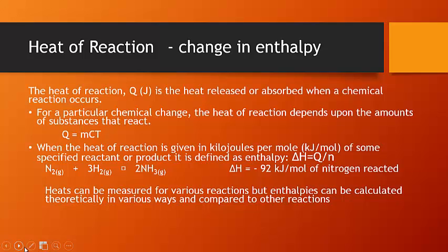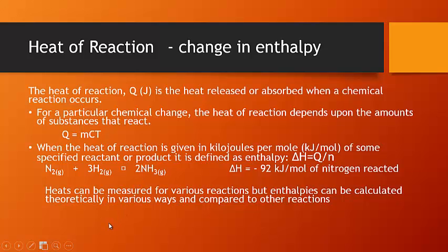For example, we've got the specified reactants nitrogen and hydrogen, which are combined to form ammonia. And the energy for the system is 92 kilojoules. The energy per mole of nitrogen reacted is 92 kilojoules per mole, or minus 92. And that energy is called the heat of reaction. But when it's in kilojoules per mole, we call it enthalpy. So enthalpy really is basically this heat of reaction.